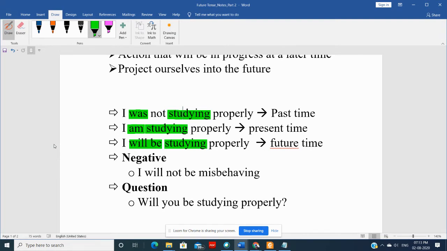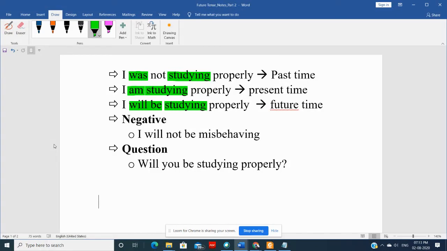All right? Okay. Now, is it that we are using future continuous tense with this much only? Well, no. We'll see the other sentences. Let's start talking about them.